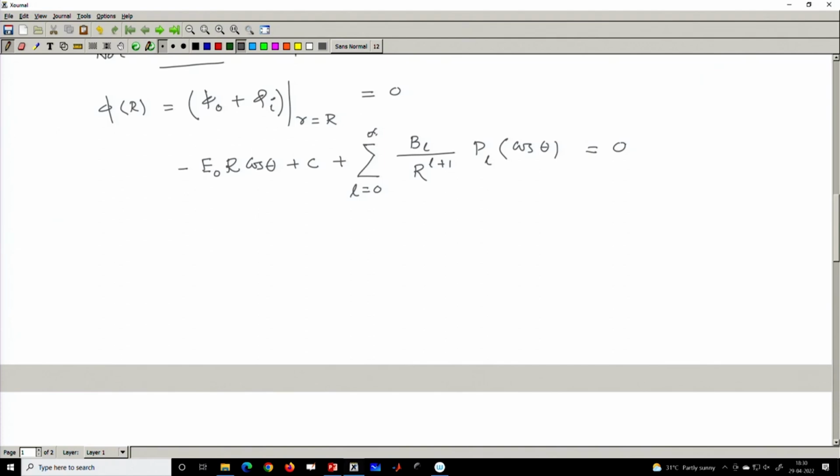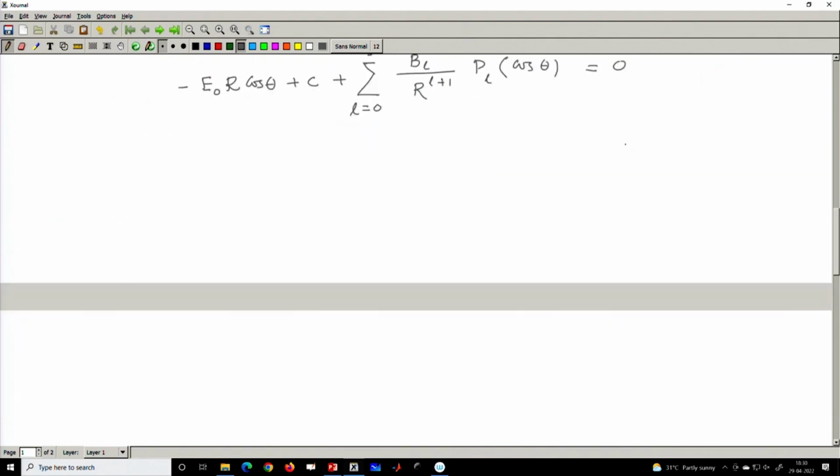Okay, now the next thing is straightforward, because on the left hand side we have a polynomial of cos theta and the right hand side it is 0. So, if I manage to find out the coefficient of cos theta for both the sides, then I can get the result. So, what I do, I am going to equate.